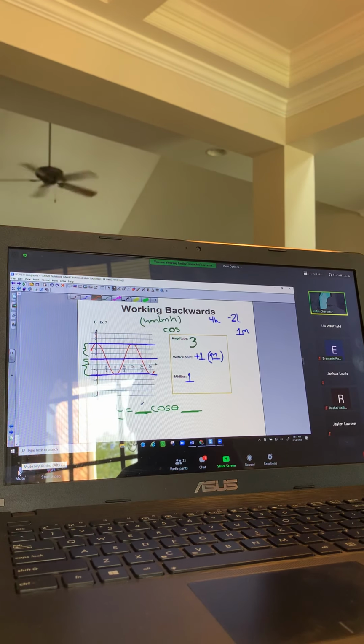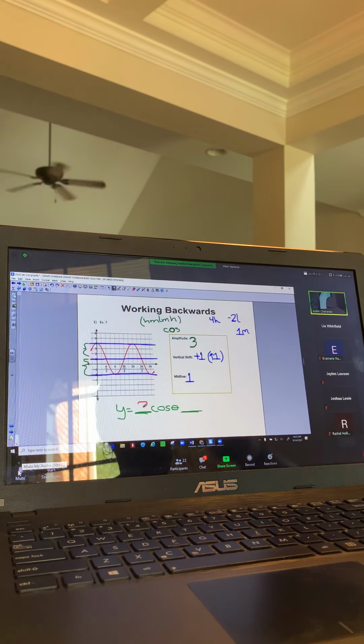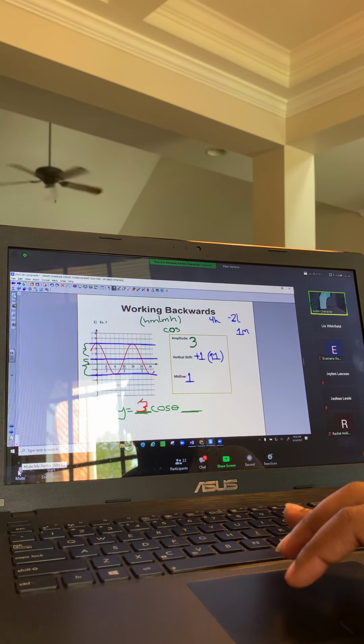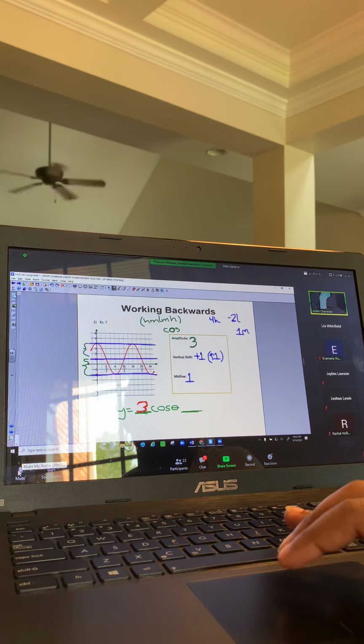So what should go in this first space? Anybody? 3. 3, because 3 is the amplitude. We learned last week that the amplitude always goes next to the trig word, right in front of it, stuck to it.